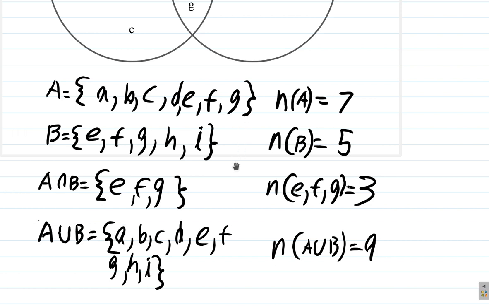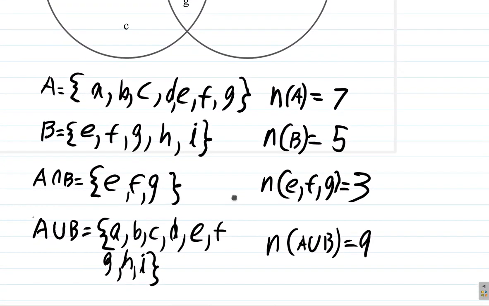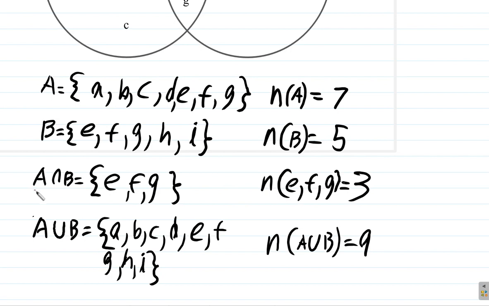Now, here, let's see something. Now, the elements in A, B, A intersect B and A union B. If we look at them, the elements in A are A, B, C, D, E, F, G. The elements in B are E, F, G, H, I. Now, here, we see that we mentioned E, we mentioned F, and we mentioned G. So if we count the elements, 7 and 5 would be what? 12, not 9.